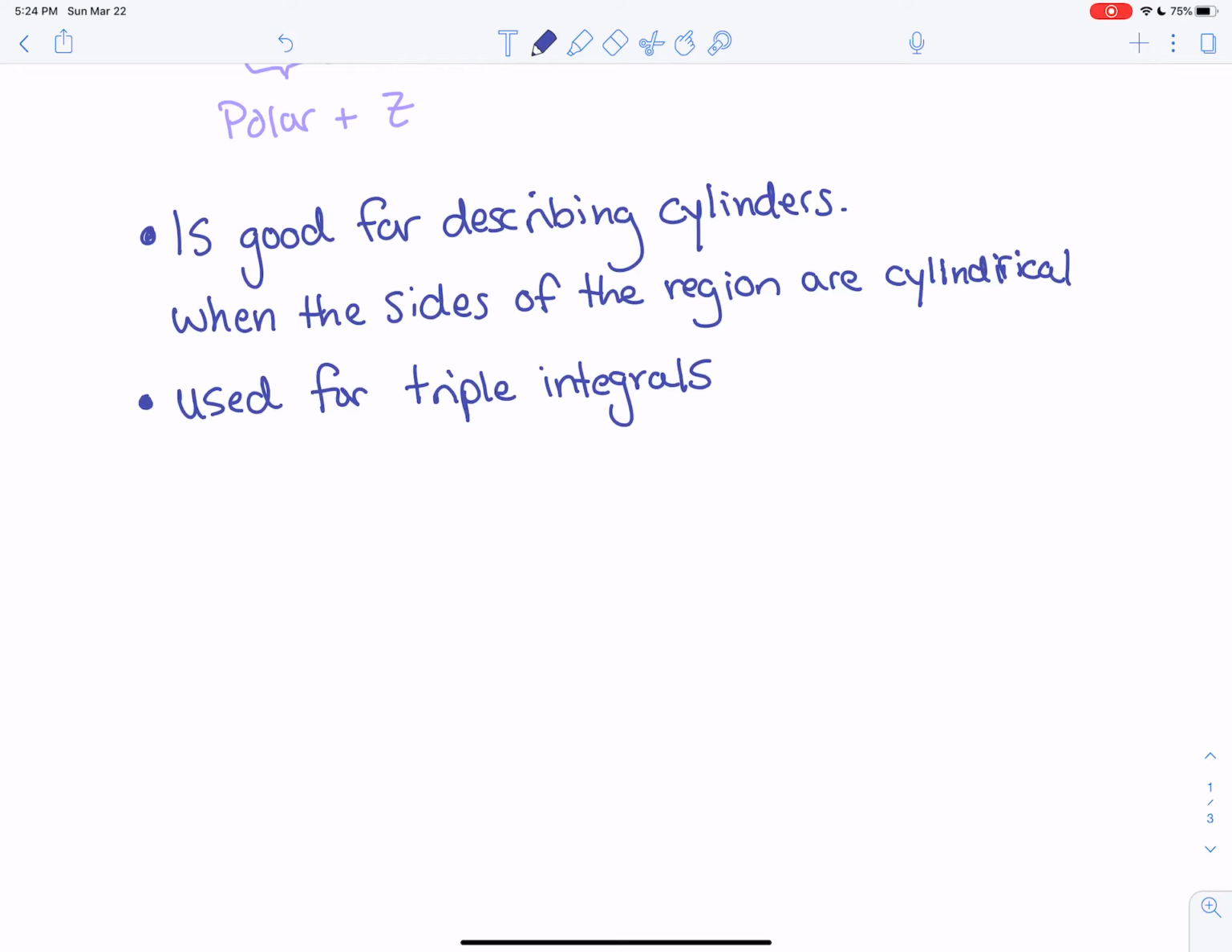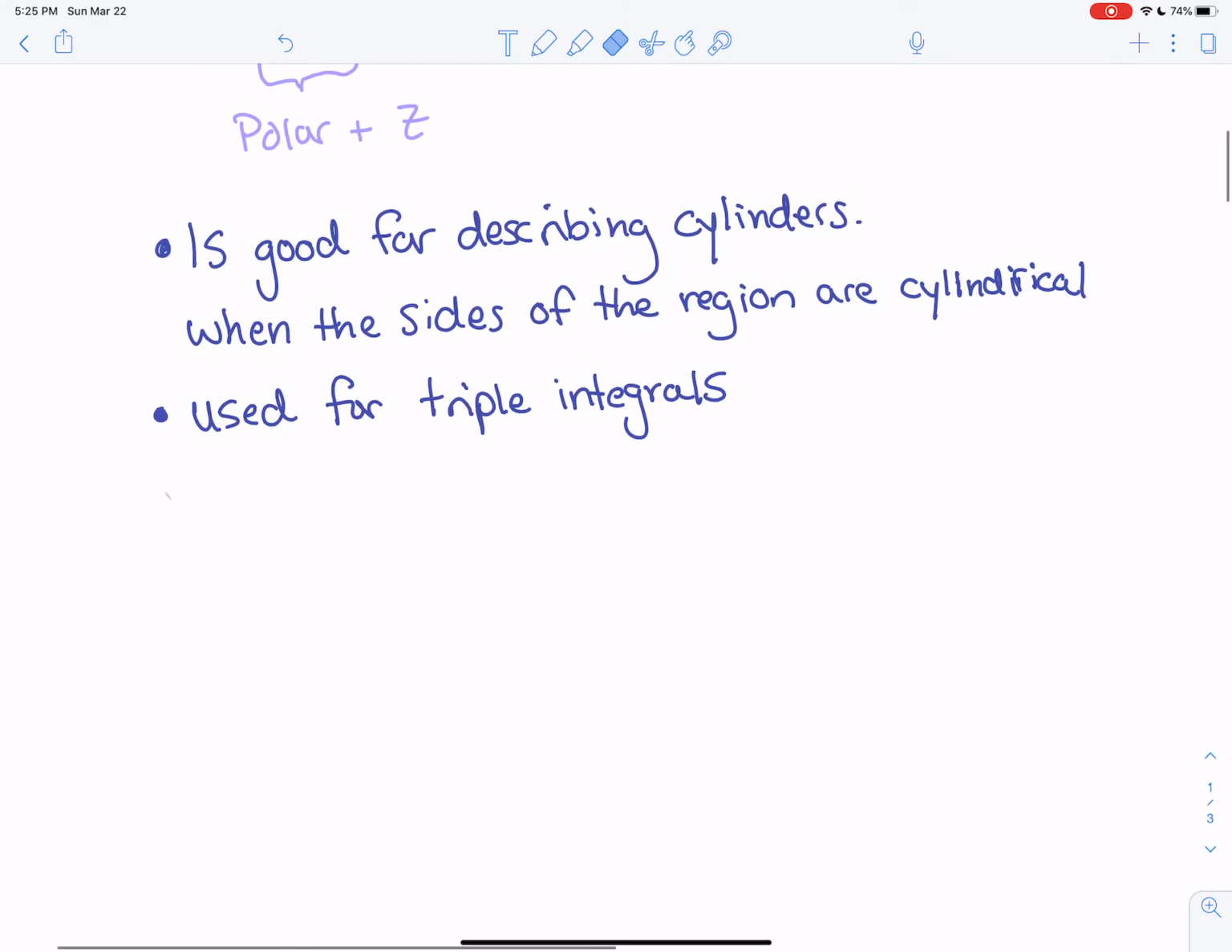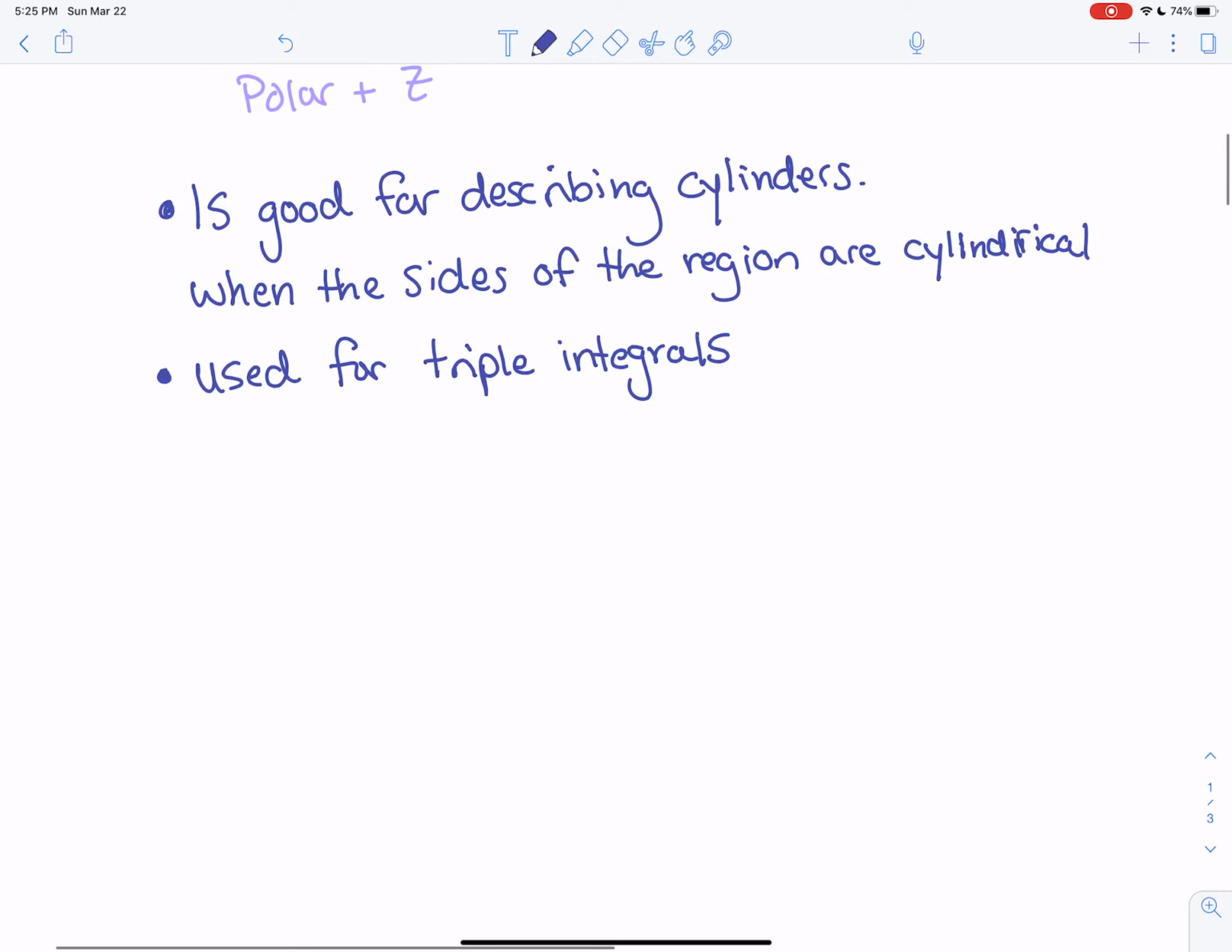Because it is a 3D coordinate system. So when you see that your region D is cylindrical in nature on the sides, then it's a good idea to convert to a cylindrical coordinate system. And so that's when you would need to use your conversion equations. So let's get the conversion equation.